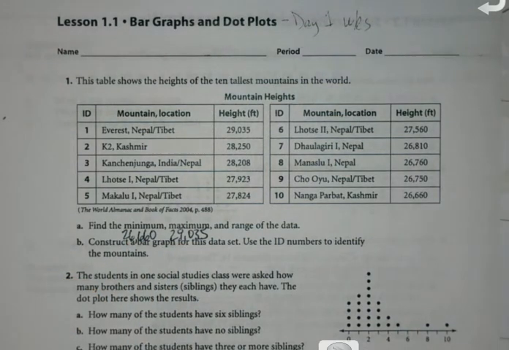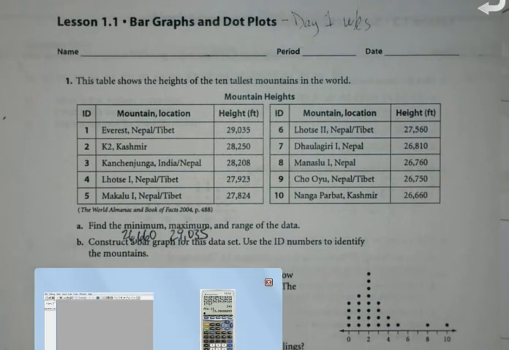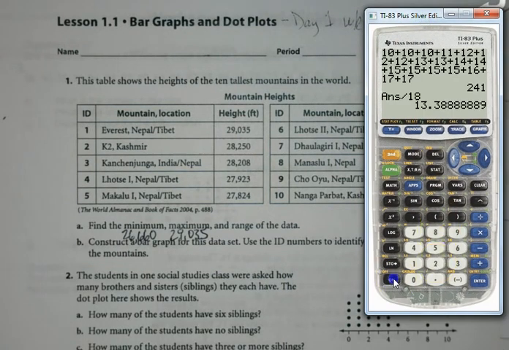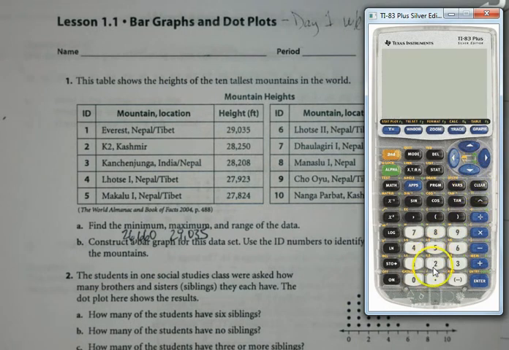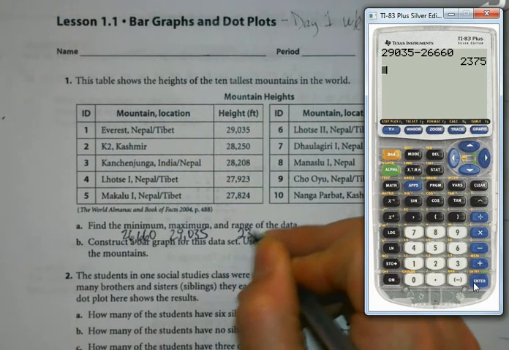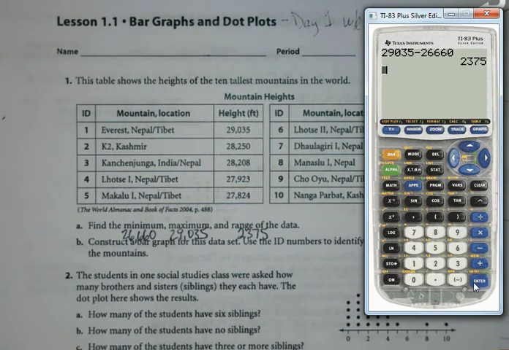And then how would I find my range? Take my maximum minus my minimum. Okay, so my range would be 2375. How far is it from the minimum to the maximum, or vice versa?